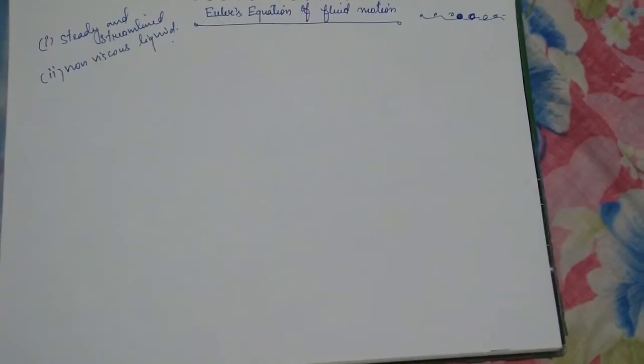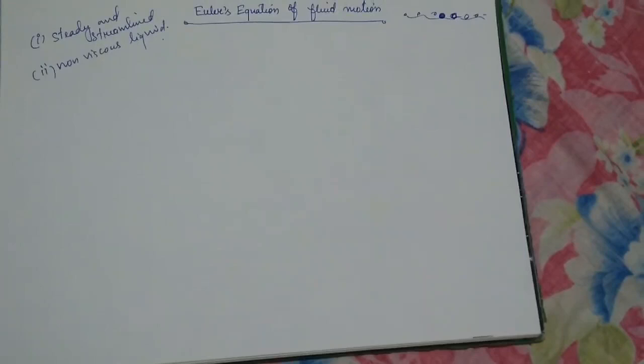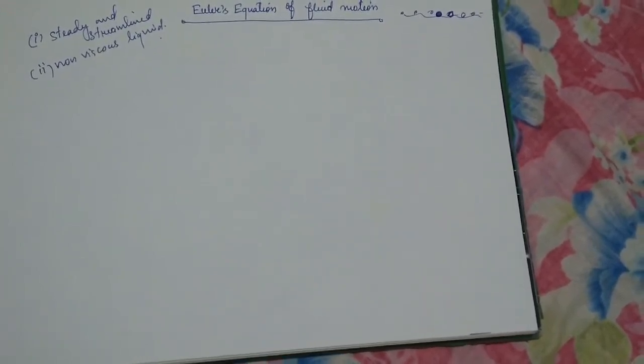Okay, next thing that we are going to consider is that it is a non-viscous liquid, or fluid. Non-viscous means, as I already discussed in my earlier lecture, that viscosity is a kind of frictional force carried by the liquids while flowing. So non-viscous means it doesn't have any kind of frictional force acting between the liquid layers. Viscosity is totally equal to 0.